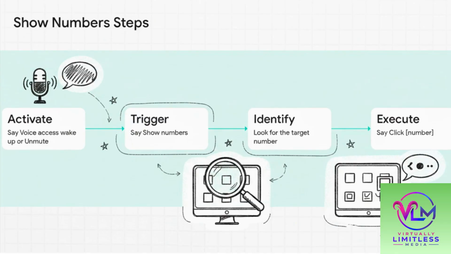Step 3, identify your target. Find the number sitting right on top of that tricky icon you want. Step 4, execute. Just say the number, like 5, or say click 5. You can even say right-click 5 or double-click 5. It really is that simple.